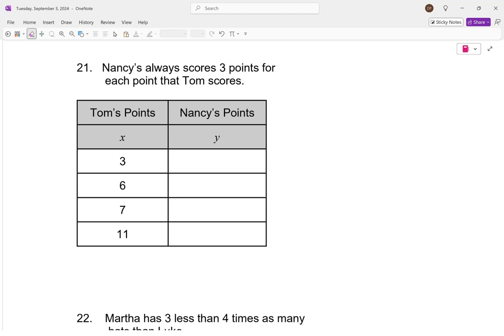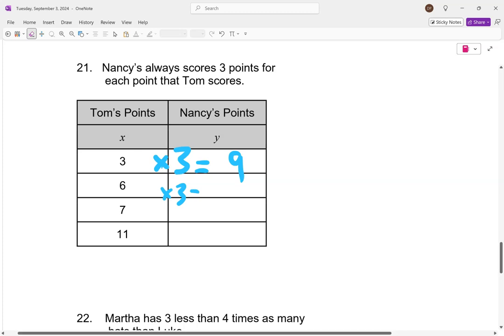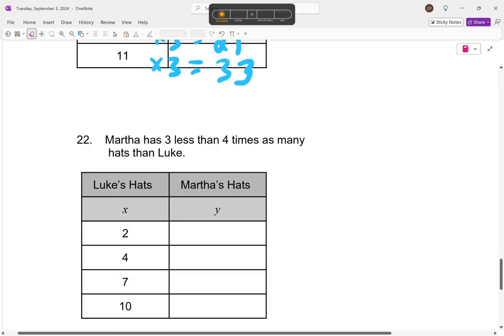Okay, so to solve for Nancy's points, we always have to multiply Tom's points by 3. So 3 times 3 would be 9. 6 times 3 would be 18. 7 times 3 is 21. And 11 times 3 is 33. Got it. Pretty easy, right? Okay, let's finish this up.